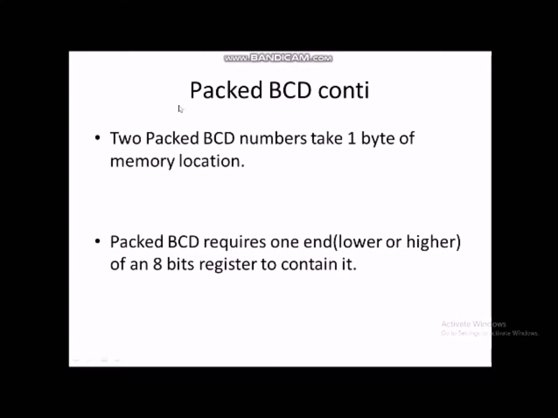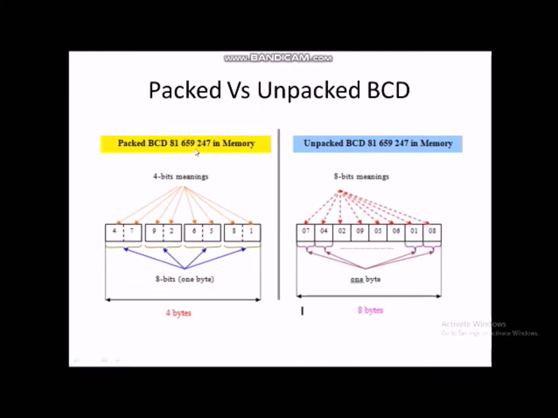Again, the same story as we saw in the previous slide. 2 packed BCD numbers take 1 byte of memory location, and packed BCD requires 1 lower or higher nibble of an 8-bit register to contain it. We talked about this in the previous slide. So now this figure is very illustrative of what we've mentioned in the previous 4 or 5 slides.